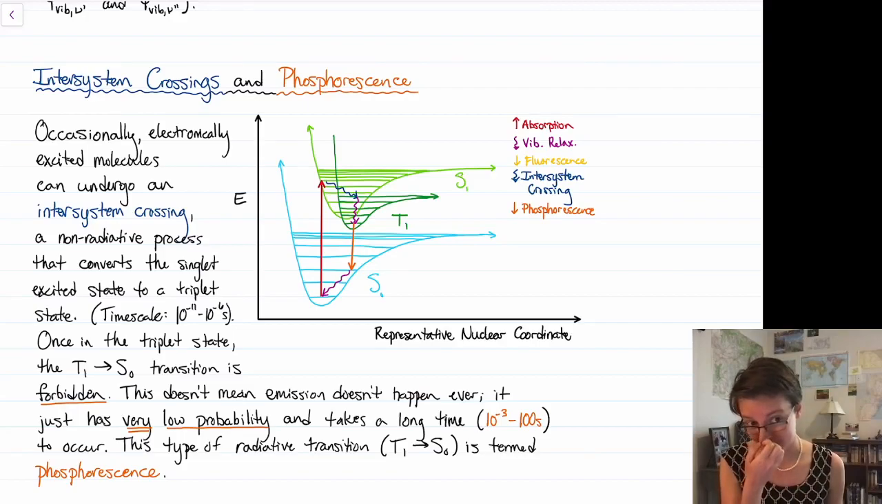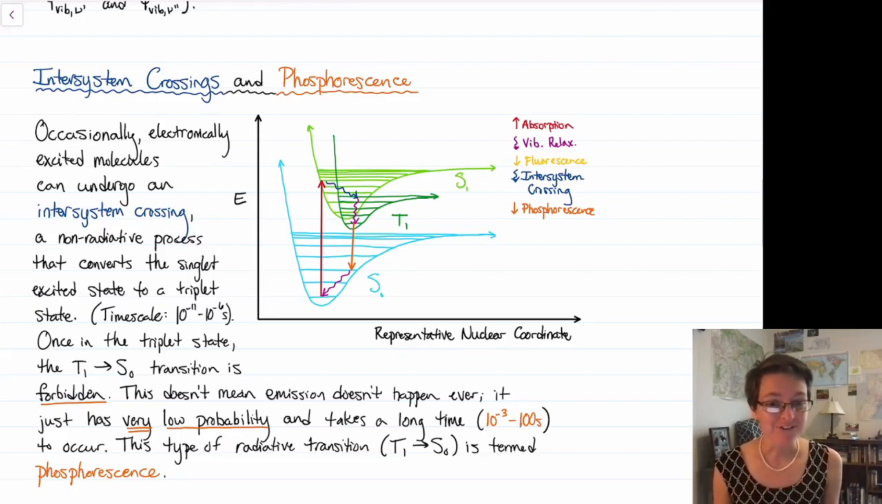You'll notice that compared to absorption, 10 to the negative 15 seconds, or even fluorescence, 10 to the negative 8 seconds, let's say, phosphorescence takes almost the age of the universe to go through, 10 to the negative 3 to maybe even hundreds of seconds. So that is a difference of at least 10 orders of magnitude. Phosphorescence is slow because we're going to stay in that triplet excited state for a very long time before we can undergo that forbidden transition.